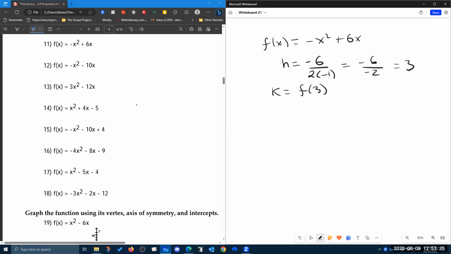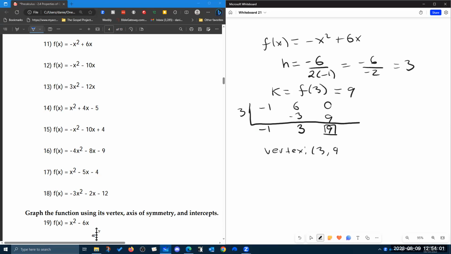Let's go ahead and show you how to do that with synthetic division. If you've forgotten, my coefficients here are negative 1, 6, and 0. Bring down the negative 1 and multiply, and add, and multiply, and add. And so my function value is 9. You can go ahead and try that out by sticking the 3 in there. Negative 9 plus 18 is a positive 9. That gives me a vertex at (3, 9).